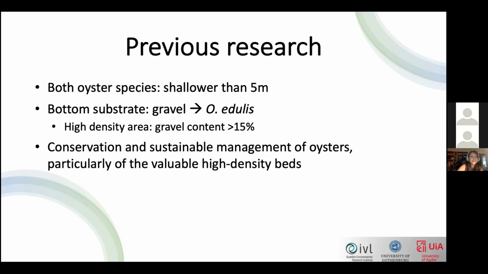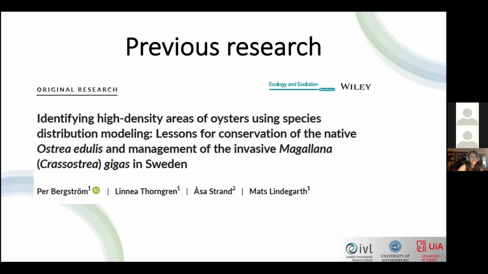And these high density areas are super important for the entire population in general. That is why conservation is very valuable on the side of the high density beds. This is the paper that you can look at for further details.